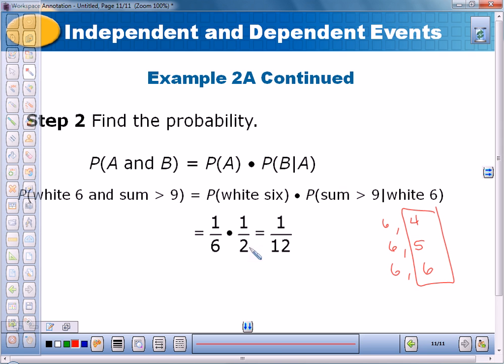Given that the first one is a white 6, we know this is true. So that only leaves us 6 possibilities, because we're only looking at what happens to the second one, because we know the first one is a white 6. Got it? All right. Let's move on.